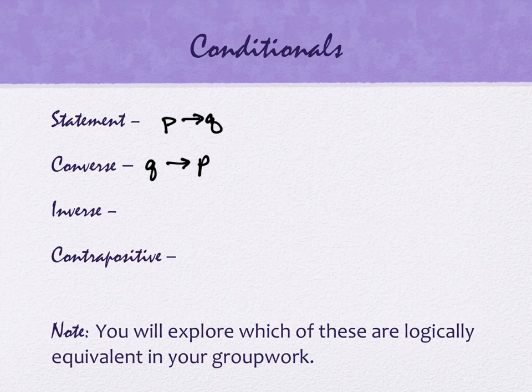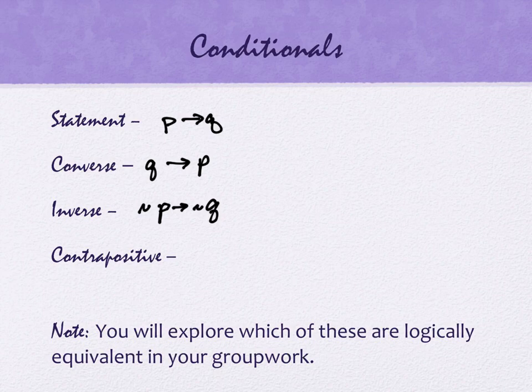Inverse keeps the order the same. So you have a P and you have a Q, but it negates them. So it's the tilde P implies tilde Q. So this one would say, if you do not build it, then they will not come, or whatever, he will not come. I can't remember how it was worded, but something like that. So you put the word nots into places.